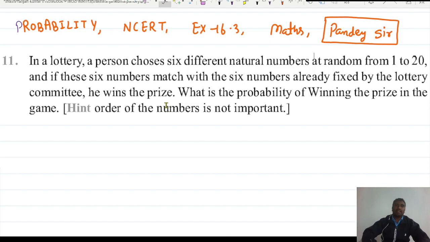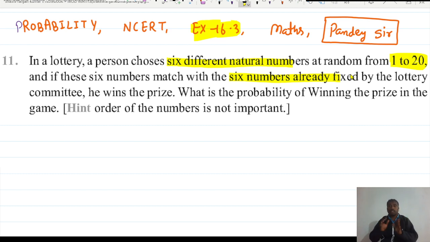So hello everyone, in this video we are going to solve the questions of exercise 16.3, right? Question number 11 here. First of all, read the question carefully. In a lottery, a person chooses 6 different natural numbers at random from 1 to 20. Okay. So here we have numbers 1 to 20 and a person has to pick any 6 natural numbers from there randomly. If these 6 numbers match the 6 numbers already fixed earlier by the lottery committee, he wins the prize. Okay, got the question or not?